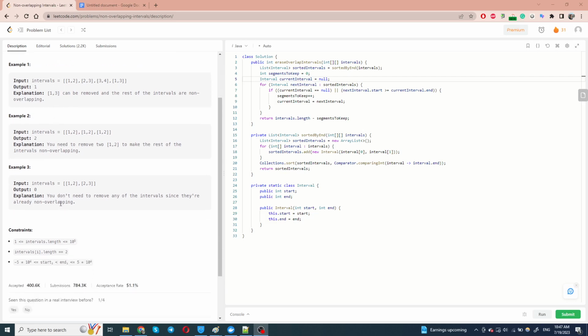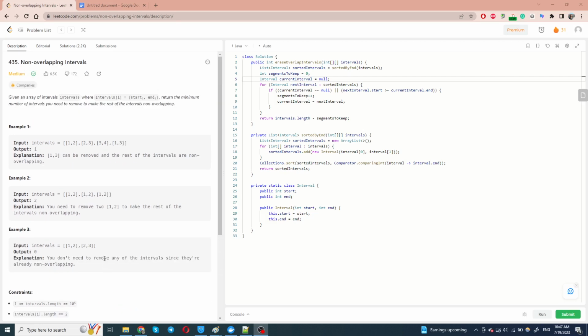Let's look at the constraints. So the total number of intervals is up to 100,000, and the coordinates of the intervals are between minus 50,000 and 50,000. Okay, so quite an interesting problem.